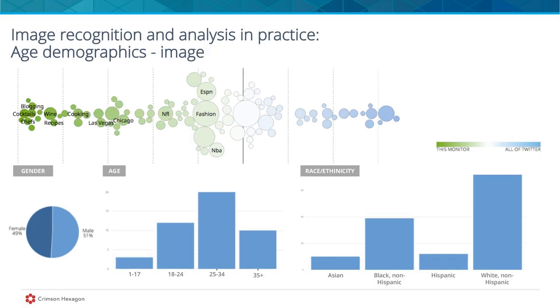But again, when we looked at that from an image standpoint, we saw a different story. We saw that it was skewing a little bit more female than normal. It was a little bit younger. And we saw things like wine and cooking and cocktails and recipes and blogging.